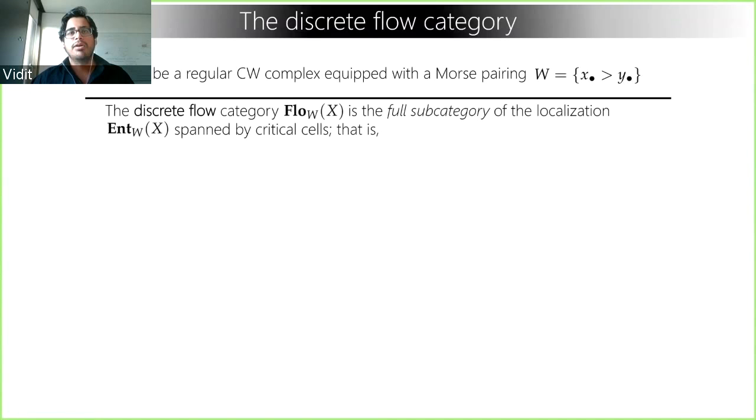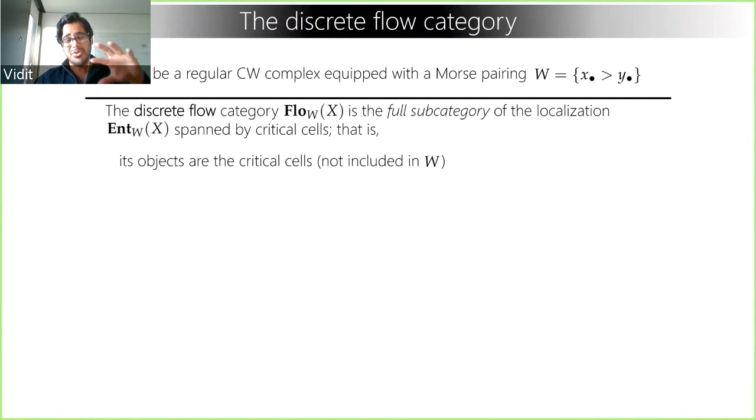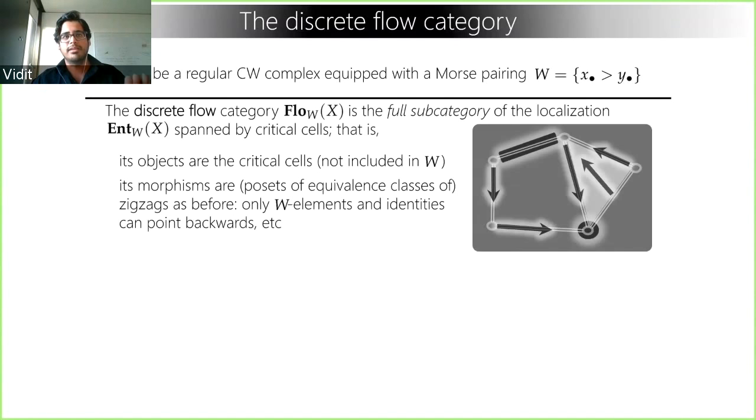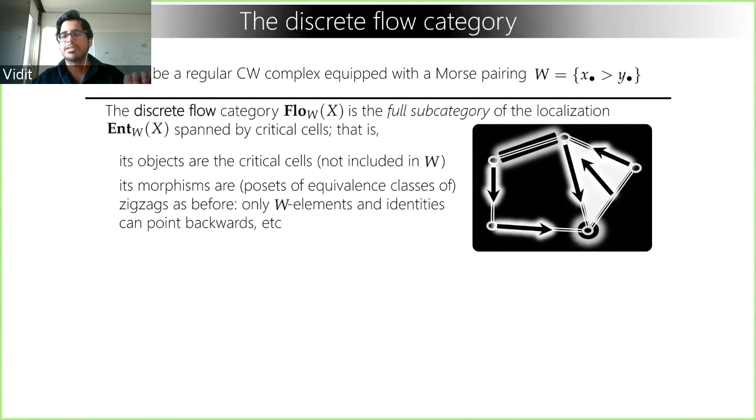And now the flow category is the full subcategory of the localization, where you only consider the critical cells as objects. So again, the objects are just the critical cells. So no cell that was at the source or target of an arrow counts. Those are all thrown away. The morphisms are posets of zigzags that look, let me describe them over here.